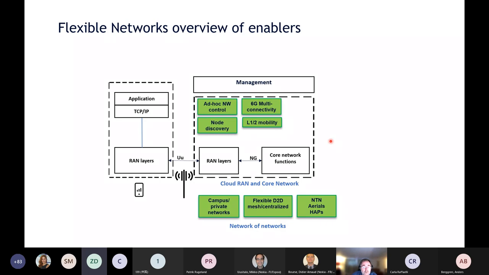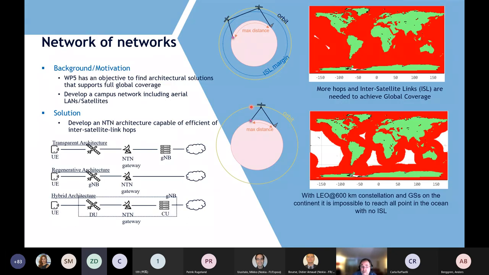Flexible networks are a large area too. We have a couple of boxes, and here I just show a part of this. We have a few new functions we call ad hoc network control and node discovery. But we also work with multi-connectivity, new ways to do that, and layer one and two mobility. On top of that, I put some outside here. They are not functions, perhaps, but about satellites, HAPS, mesh networks, private campus networks, and so on. We'll just talk about a couple of these boxes, as there is not time for everything. We start with the network of networks and the satellite part, and the campus networks. The motivation for this is that we have a goal to enable global coverage, full global coverage, we say.